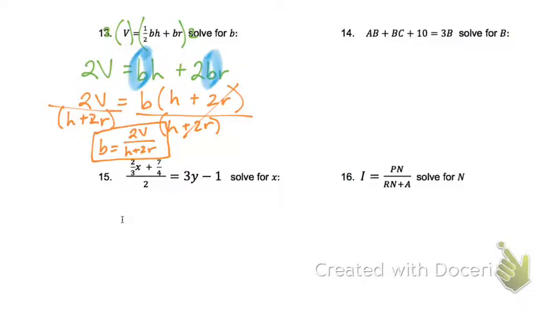Number 14 acts in the same way. When you have multiple b's in a formula or multiple of whatever you're solving for, you always want to try and factor it out. So our first step is let's get all of the b's on one side and then everything else goes to the right. So let's get all of the b's on the left side. All the b's on the left side. And then let's move that 10 over to the right because it doesn't have a b and I don't want it there.